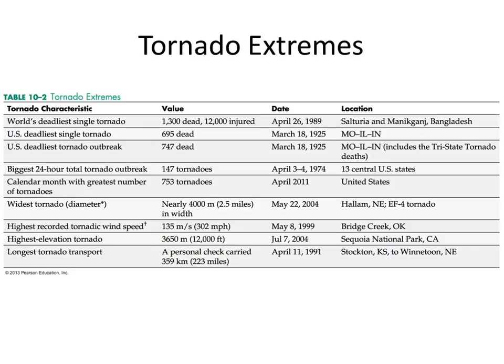Then the highest wind speed, 302 miles per hour. The highest elevation in California. The longest transport was 223 miles. It picked up a personal check. How did it not get destroyed? Tornadoes are weird.